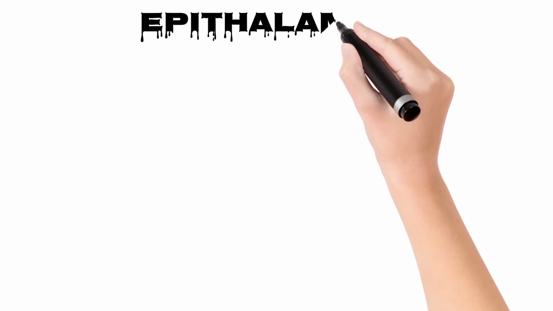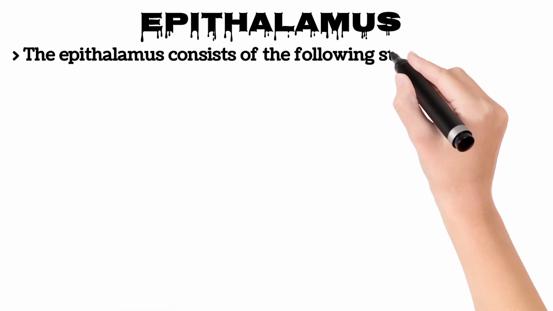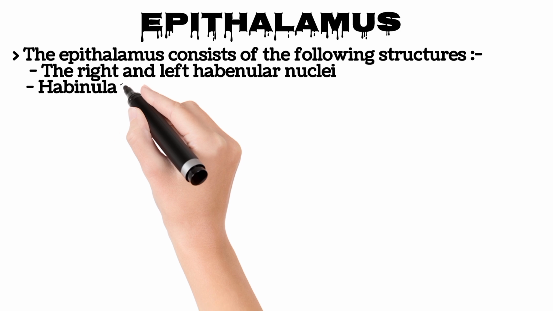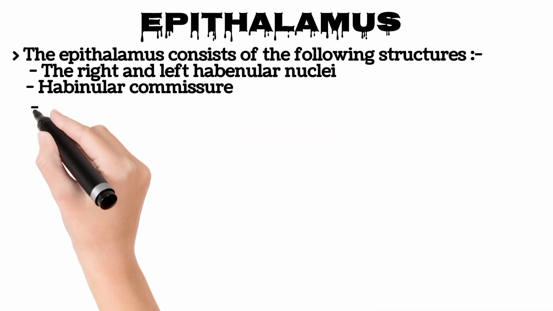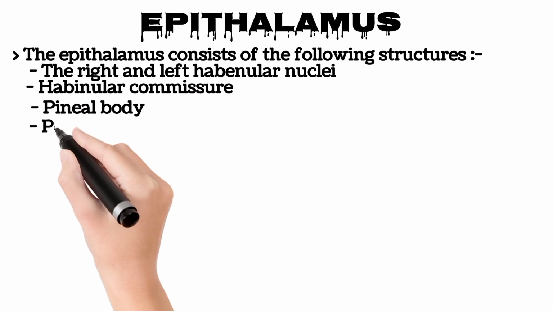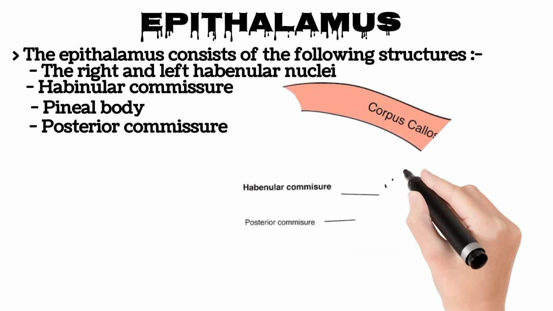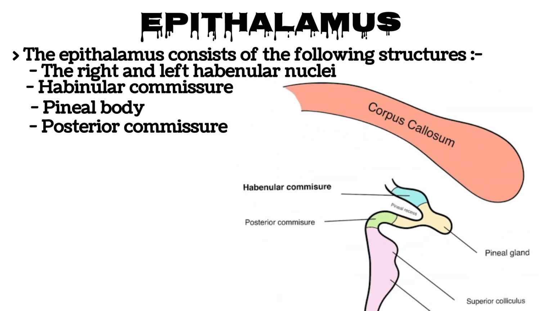Now epithalamus. Epithalamus consists of the following structures: right and left habenular nuclei, habenular commissure, and pineal body and posterior commissure. Here we can see the parts of the epithalamus.